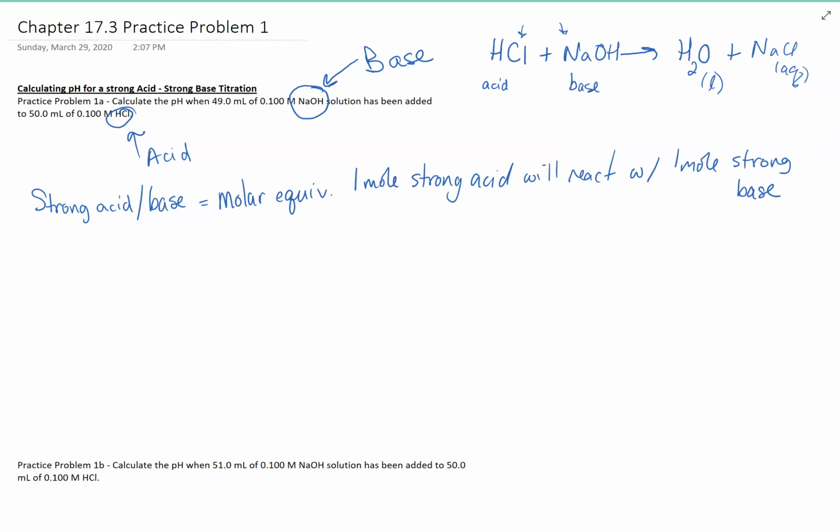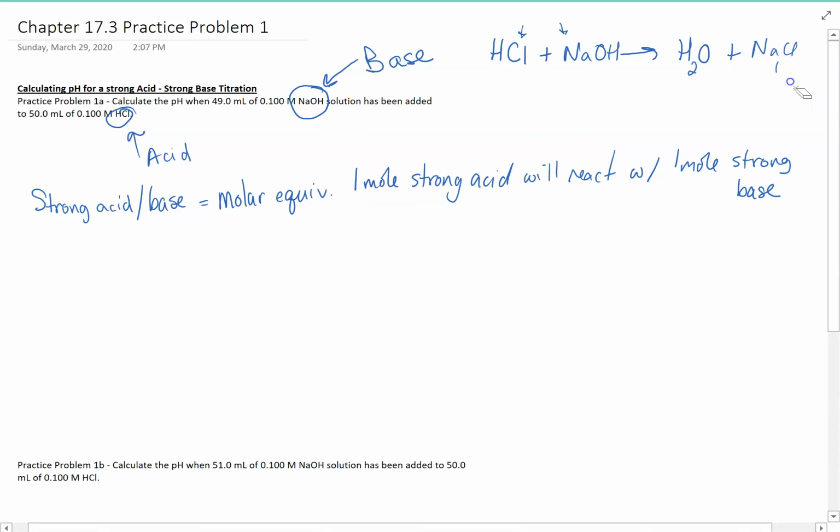All right, so now we have our balanced chemical equation, and we've made our first assumption. I'm going to erase some things over here because one of the things that I want to do is I want to get together what looks like an ice table.